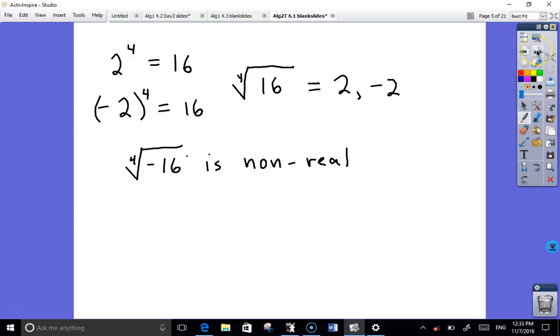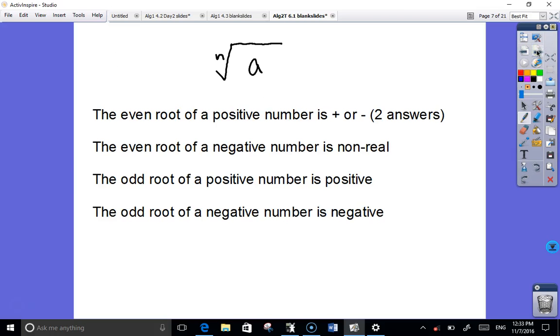So I'm going to skip the next slide because it had a mistake on it. But this is the summary of all that. The nth root of a: the even root of a positive number is plus or minus, 2 answers. The even root of a negative number is non-real. The odd root of a positive number is positive, and the odd root of a negative number is negative.